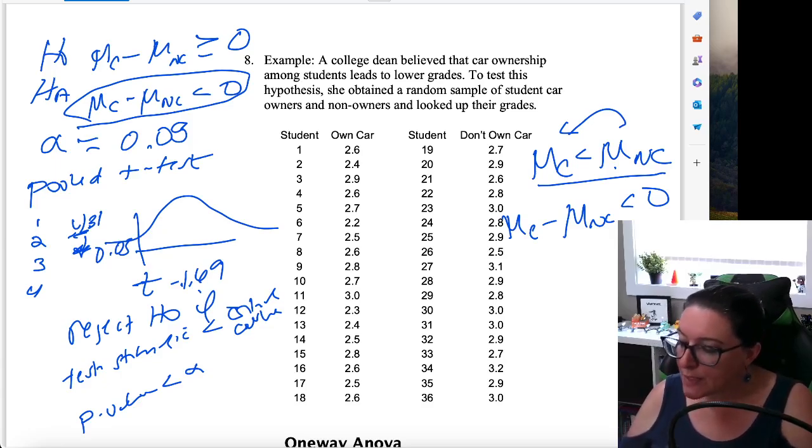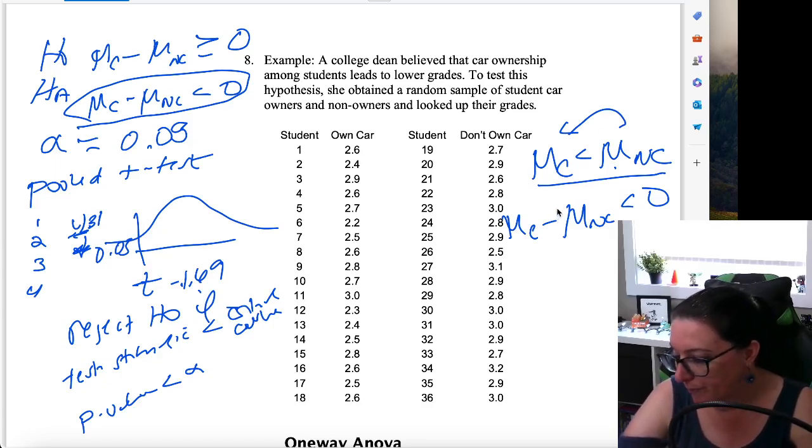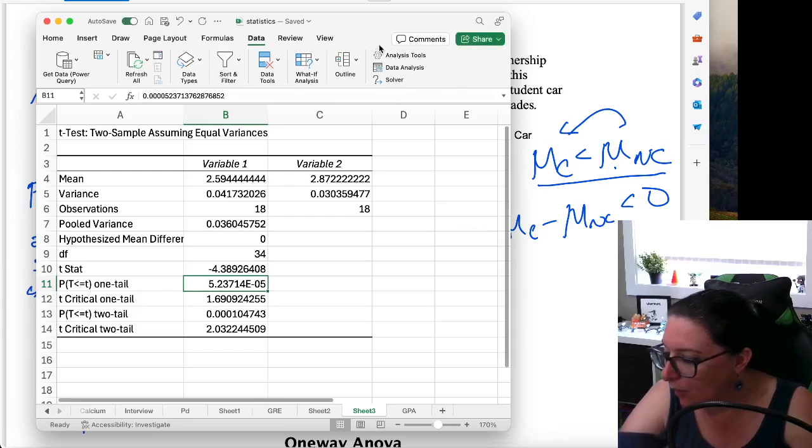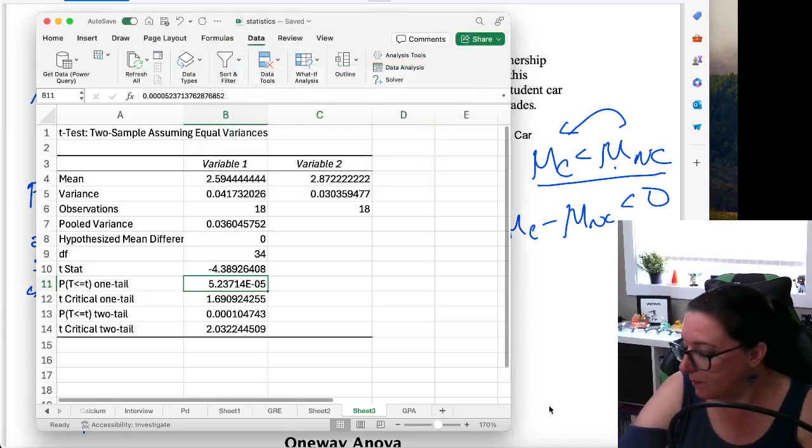Okay? So in this case, we're rejecting the null hypothesis. Those who own a car have a lower GPA than those who don't. Okay? And we got that in Excel using our 2-sample equal variance. All right, let's do this in Python.